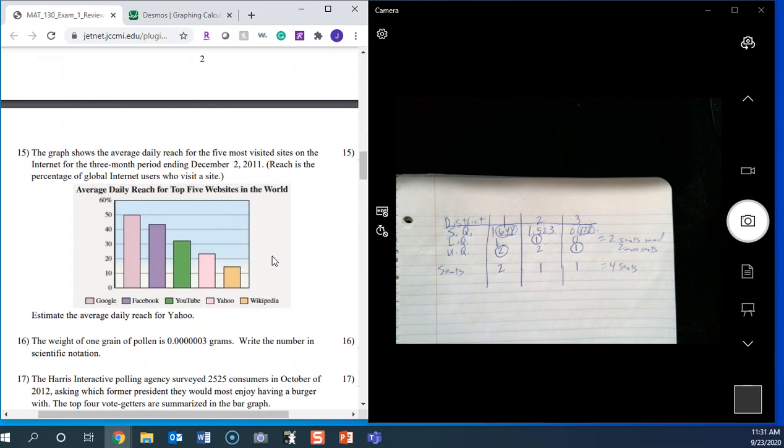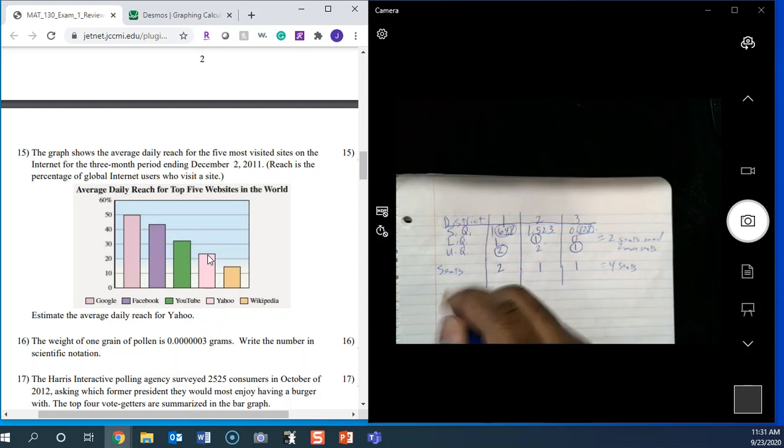Okay, now we look here. It says 15. The graph shows the average daily reach for the 5 most visited sites on the internet for the 3-month period ending December 2nd, 2011. It says estimate the average daily reach for Yahoo. If you look here at Yahoo, it's pink. So if we look here percentage-wise, the average daily reach looks like about 23%. So 15 would be about 23%. You could have said 22%, 23%, or even 24%.